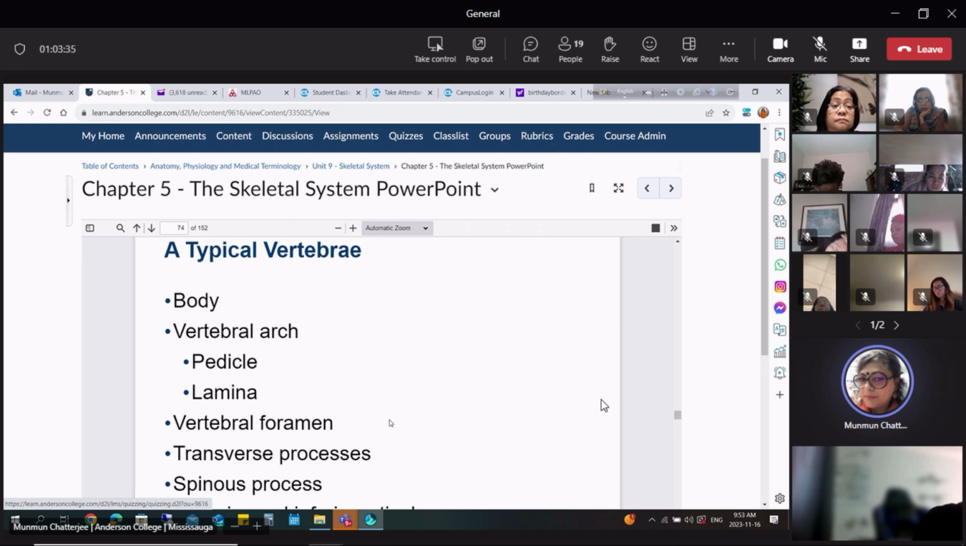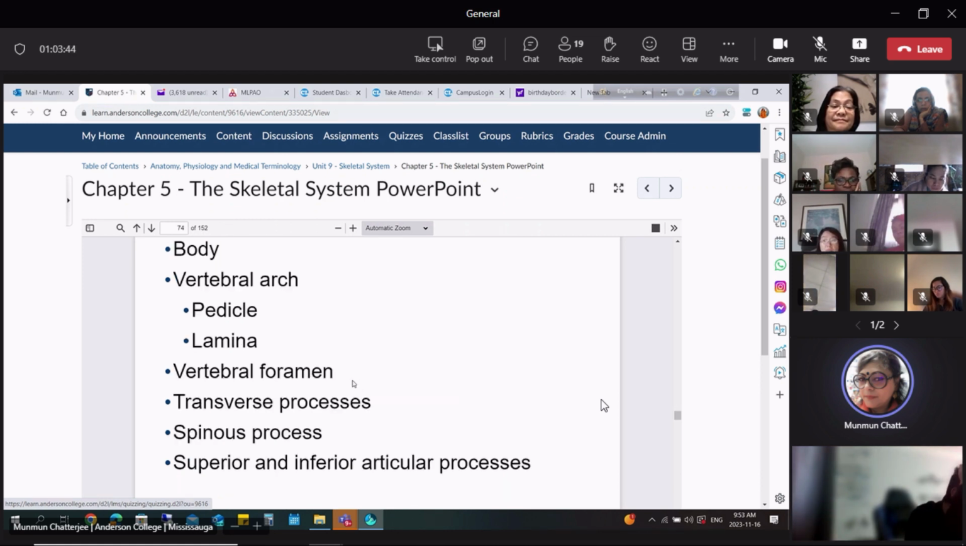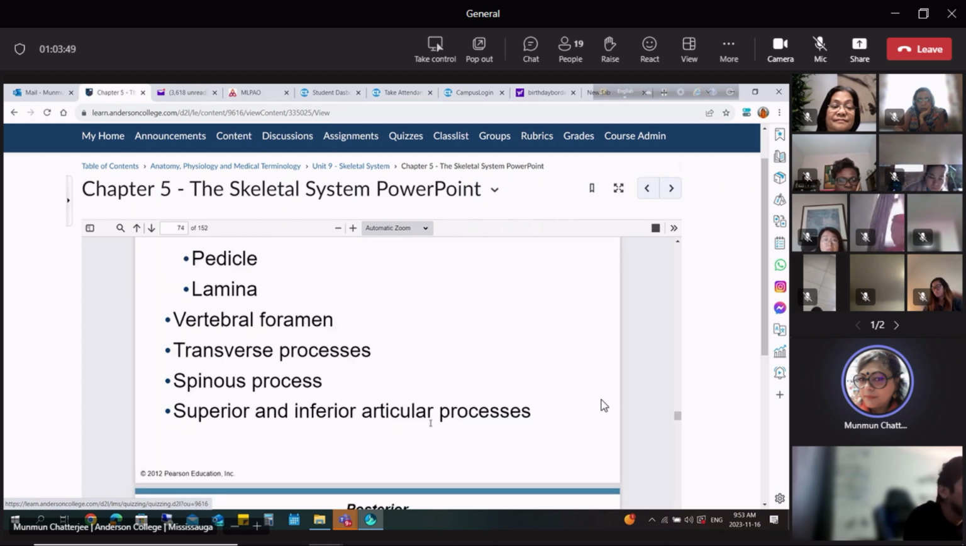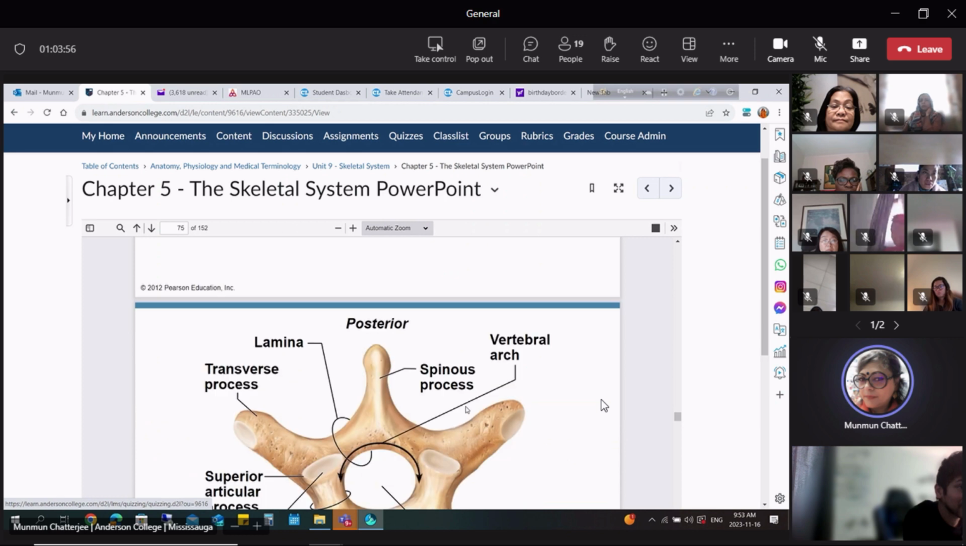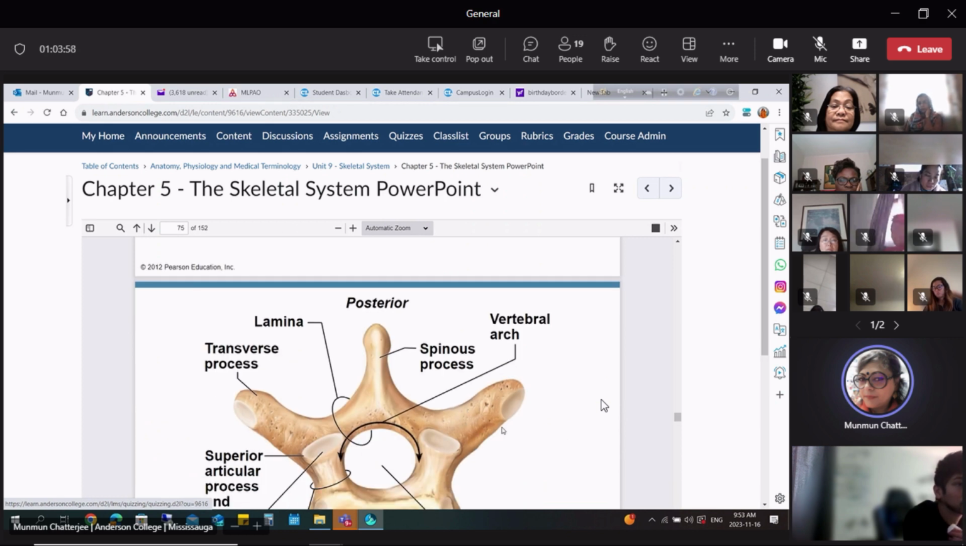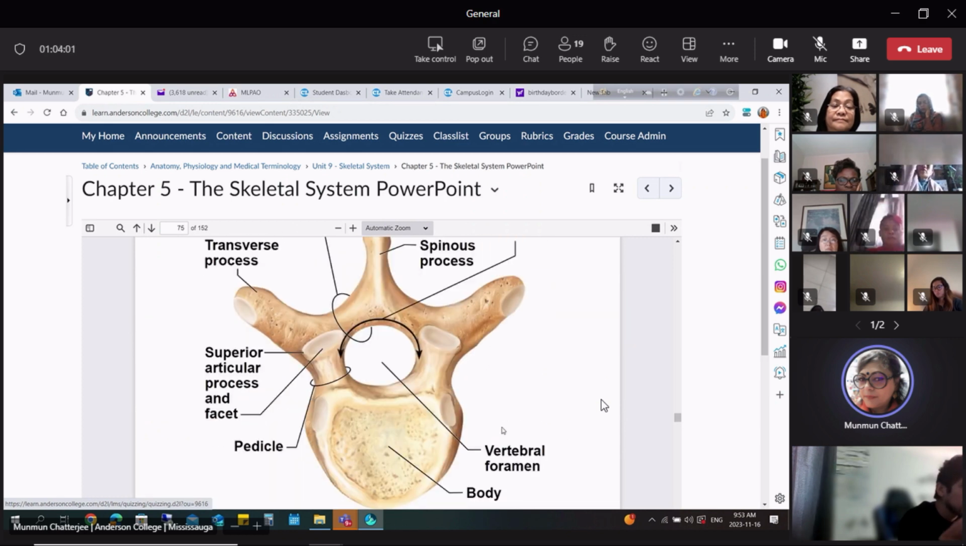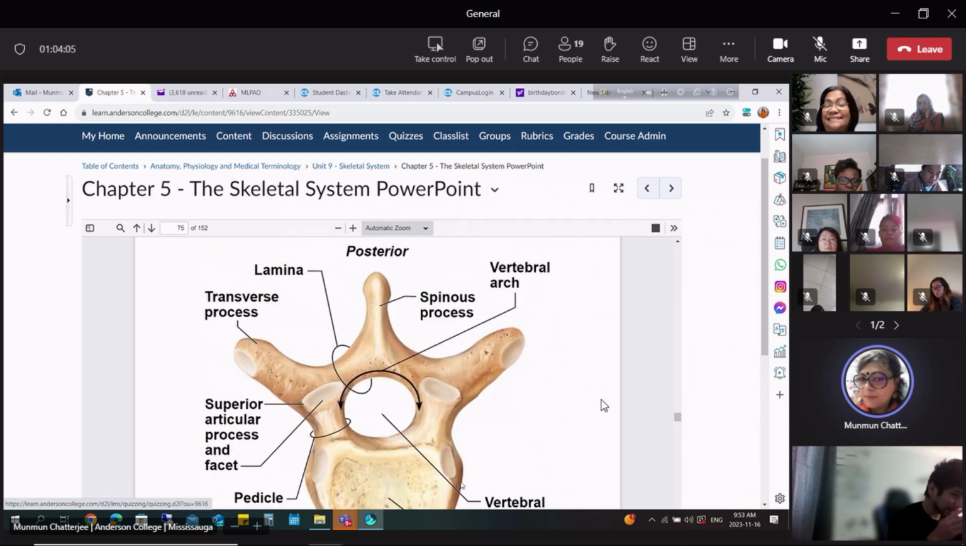To be honest with you, you don't need to know the different structures of the vertebrae. It has a body, vertebral arch, pedicle, lamina, vertebral foramen, transverse process, spinous process, and superior and inferior articular processes. These are too much information, but you can see the structures I'm telling you. It is not going to be very important for your exam. That I can tell you.